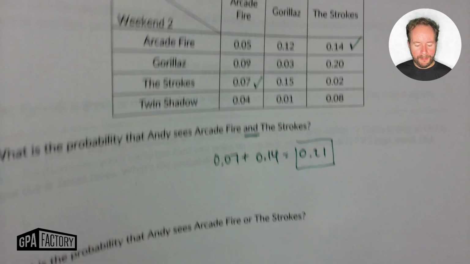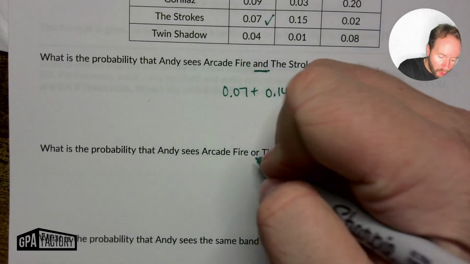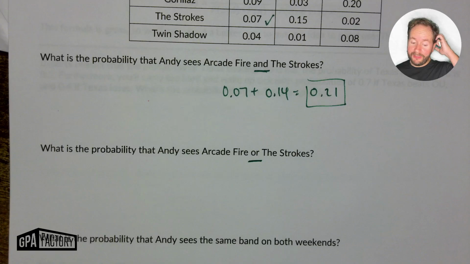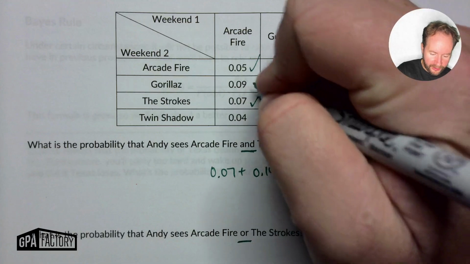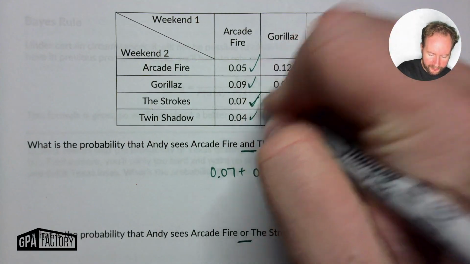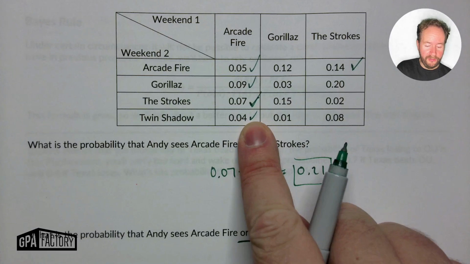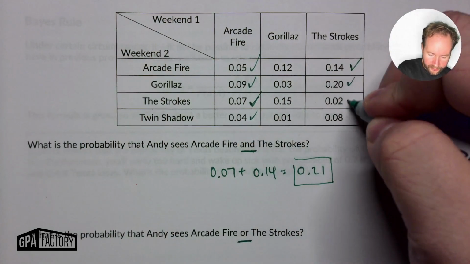Okay, what is the probability Andy sees Arcade Fire or the Strokes? Now that's going to be a lot more values. So Arcade Fire or the Strokes. This is Arcade Fire, this is Arcade Fire, this is Arcade Fire, this is Arcade Fire. This entire column is Arcade Fire, so that counts. This is the Strokes, this is the Strokes, this is the Strokes.